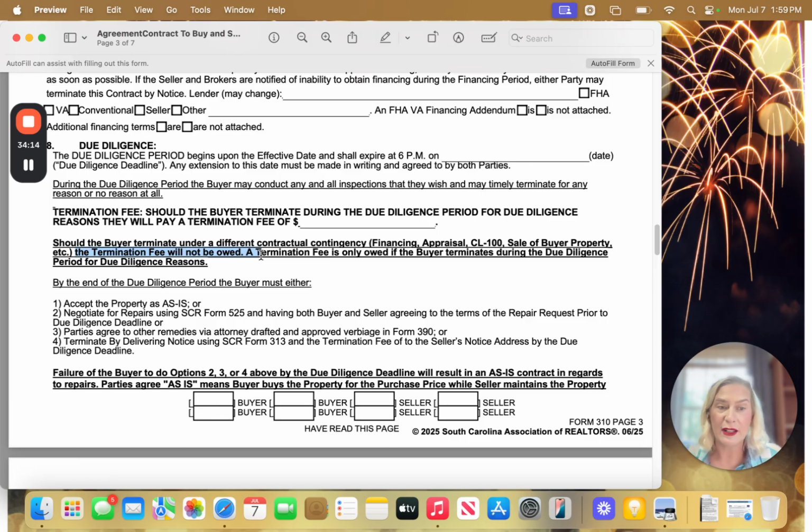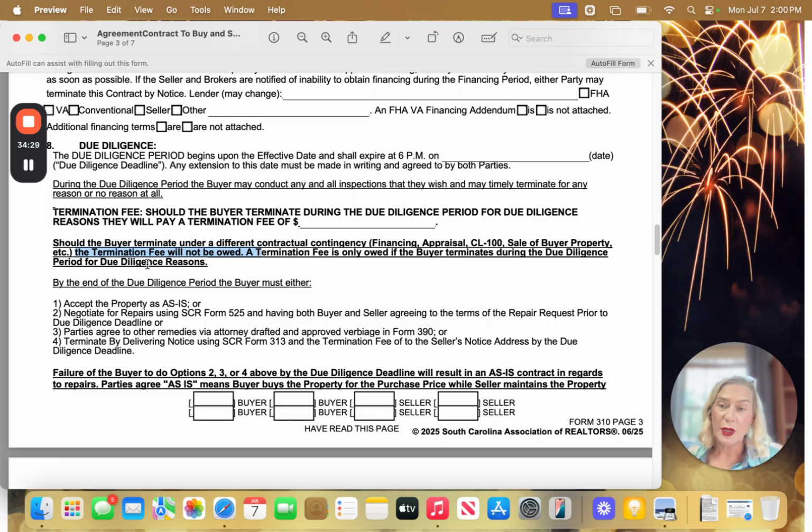So between this and that, it's not a lot of termination fees due, except for the fact that your client probably found another home and they just want to go ahead and cancel their original offer and go submit on another one. That's where they would probably pay the termination fee commonly.